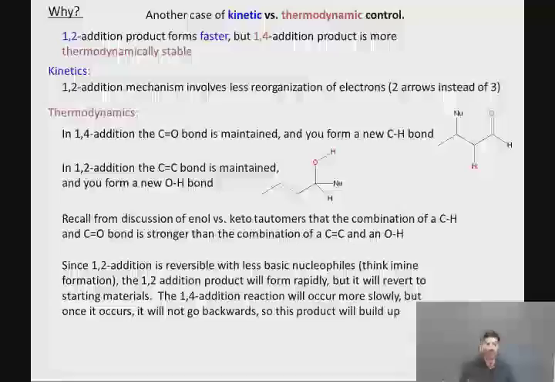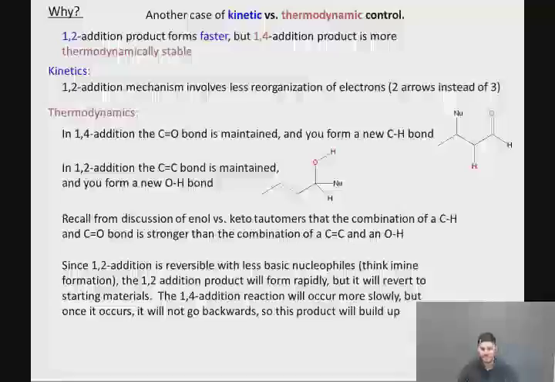You can add the amine to the carbonyl carbon. But remember that imine formation is a reversible process, and that reaction can go back to starting materials. However, while the 1,4 addition product occurs more slowly, once it occurs, it will not go backwards. So this product, the 1,4 addition product, will eventually, if you let everything come to equilibrium and give it enough time, build up.